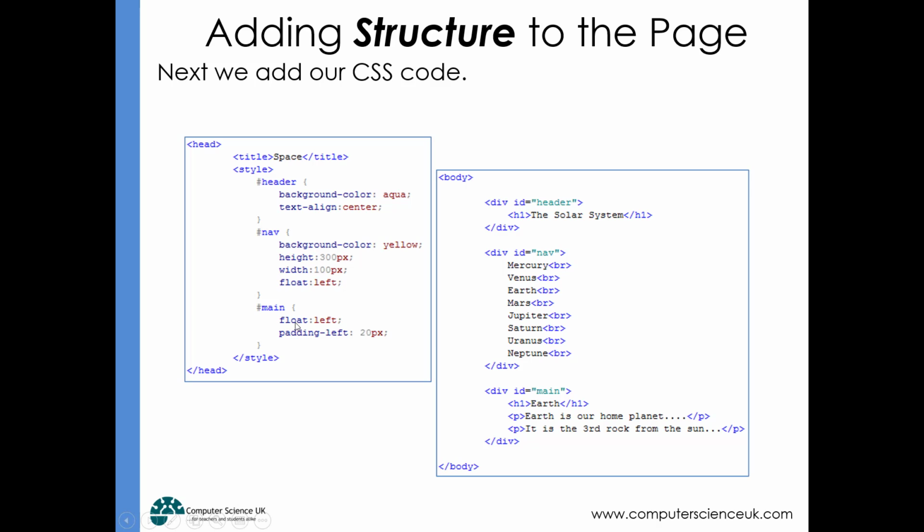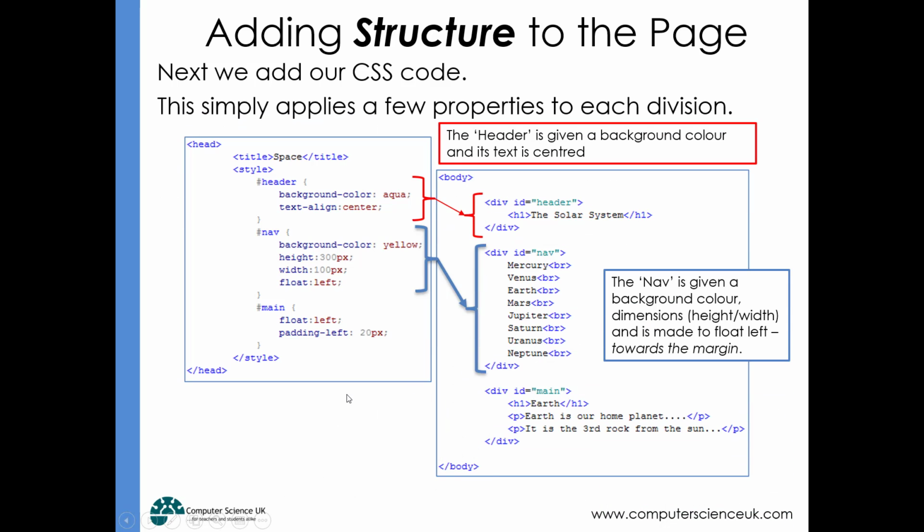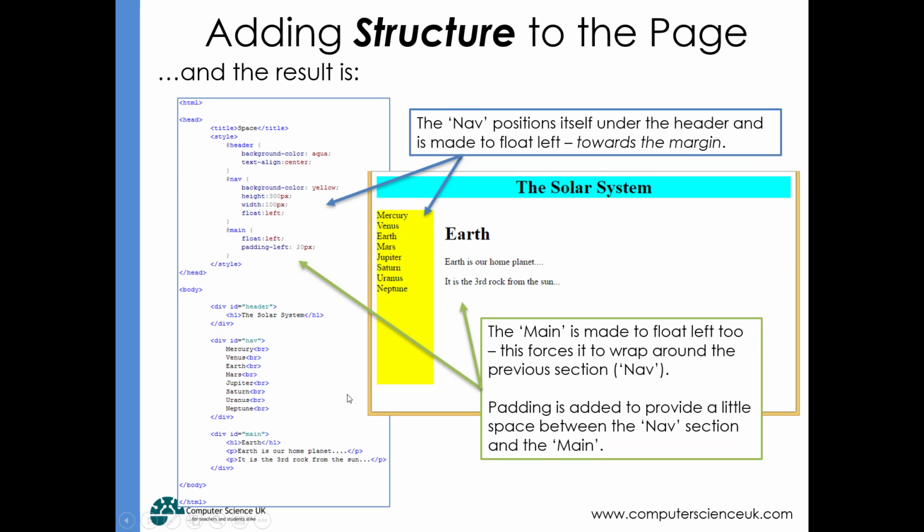Now because the width is only 100 pixels, and it's floated to the left, I've then done a similar thing for the main division. I've floated that to the left as well. The idea here is that if the nav division is only 300 pixels in from the left hand side, and we float another division, it will wrap to the right hand side of that particular division. Let me show you an example. Okay, here we go. So this here would be the result of the CSS code. You can see that we've got our header division, which is at the top, and it's got a background color of aqua.